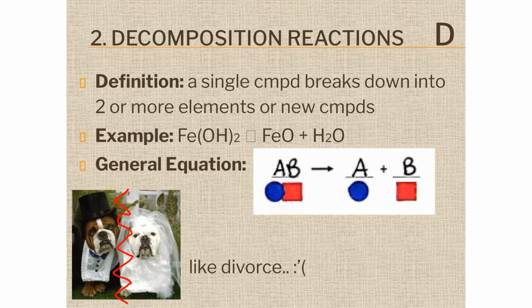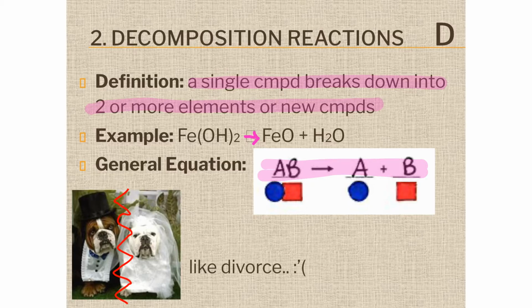A decomposition reaction is a single compound that breaks down into two or more elements or new compounds. For example, Fe(OH)2 breaks down into FeO plus H2O. Its general equation is AB yields A plus B. So think about divorce. One family splits into two individual people.